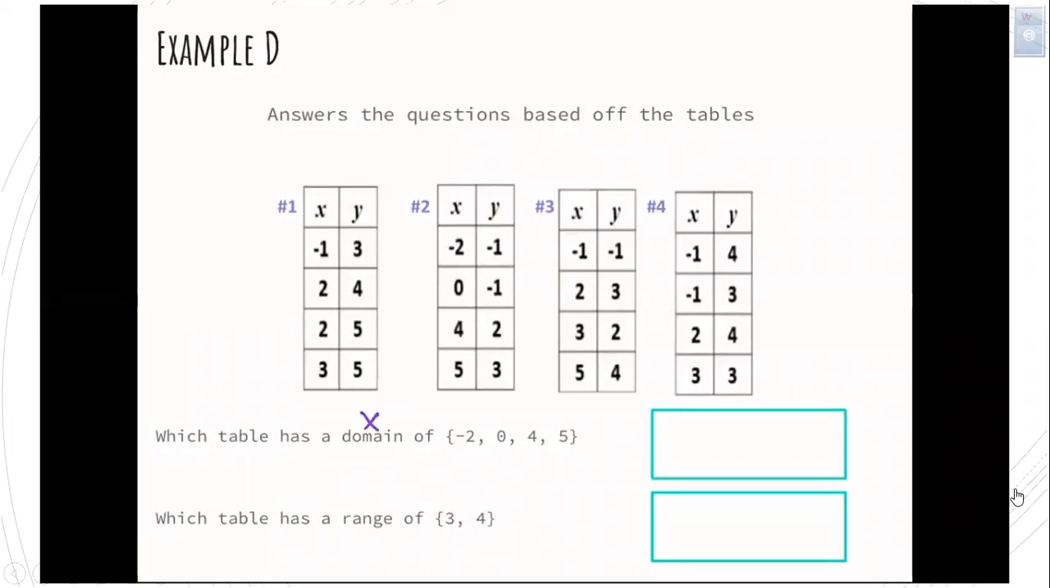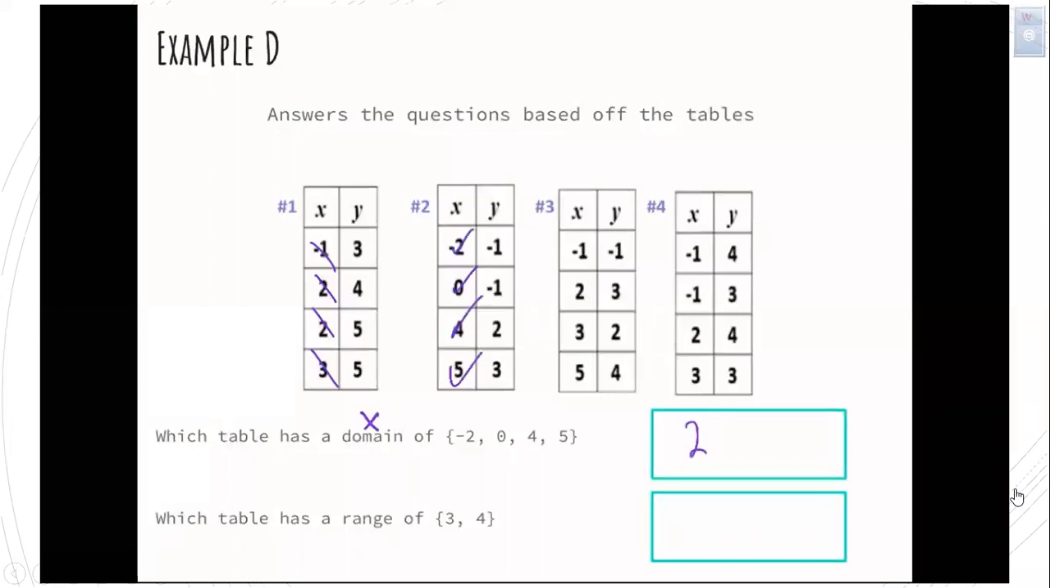So going to our first column, I've got -1. No, that's not something we're looking for. 2, not something we're looking for. 3, not something we're looking for. So number 1 does not appear to be helping us out in the domain category. Now let's take a look at number 2. -2, yep, I was looking for that. 0, I was looking for that. 4, yes, I was looking for that. And 5, I was looking for that. So at least number 2 is going to be an example of that.